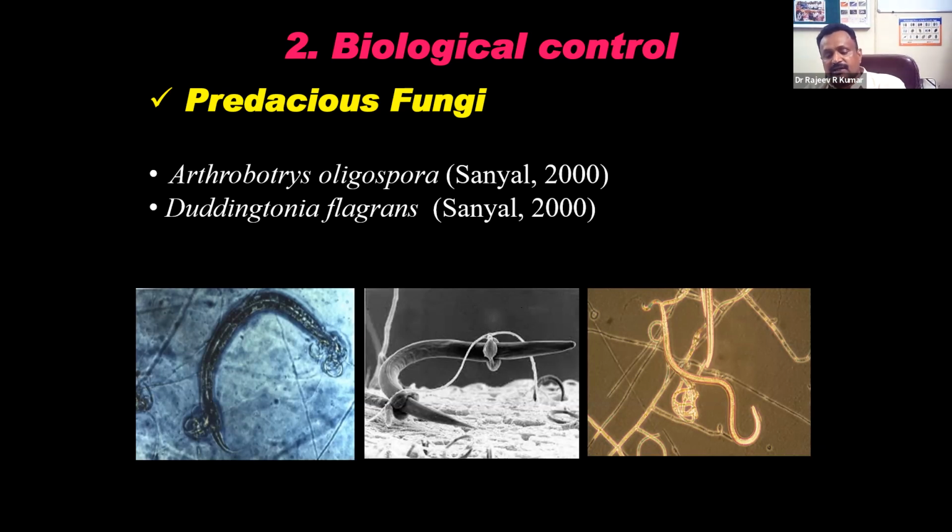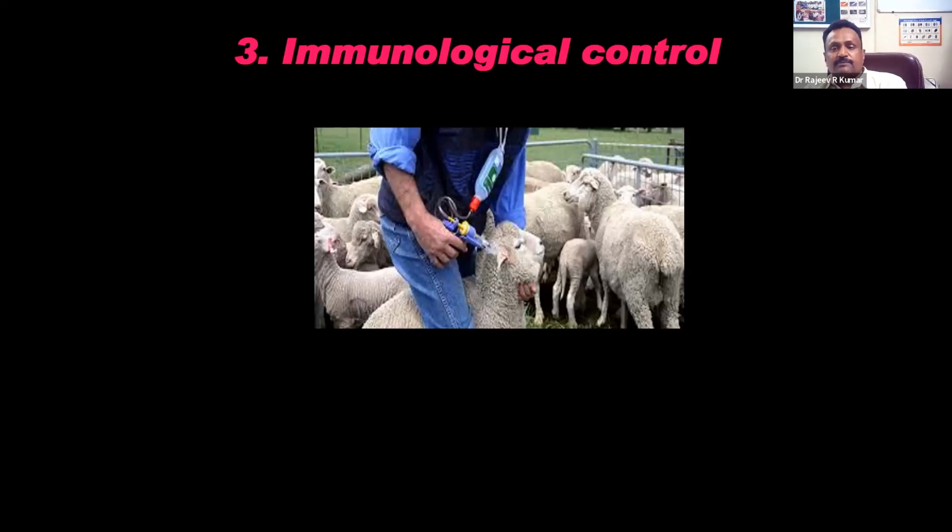and it reduces dissemination of the infective larvae from the fecal pad to other parts of the grazing land. Then immunological control. As I told you, there are many parasites causing gastrointestinal nematode infections in field conditions. Among all, Haemonchus contortus is the most pathogenic, and this parasite is globally prevalent. In every country, it causes huge economic losses in sheep and goat husbandry.